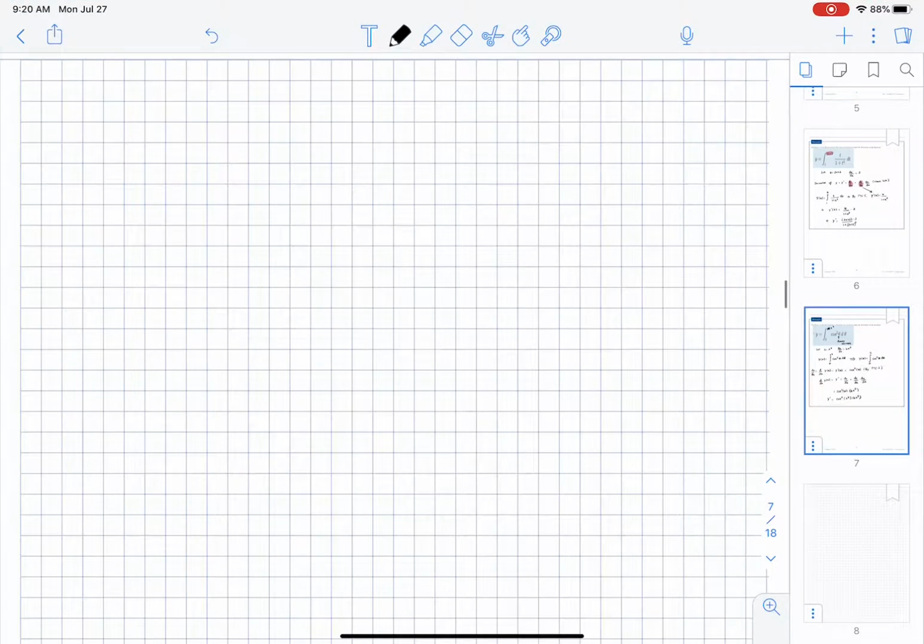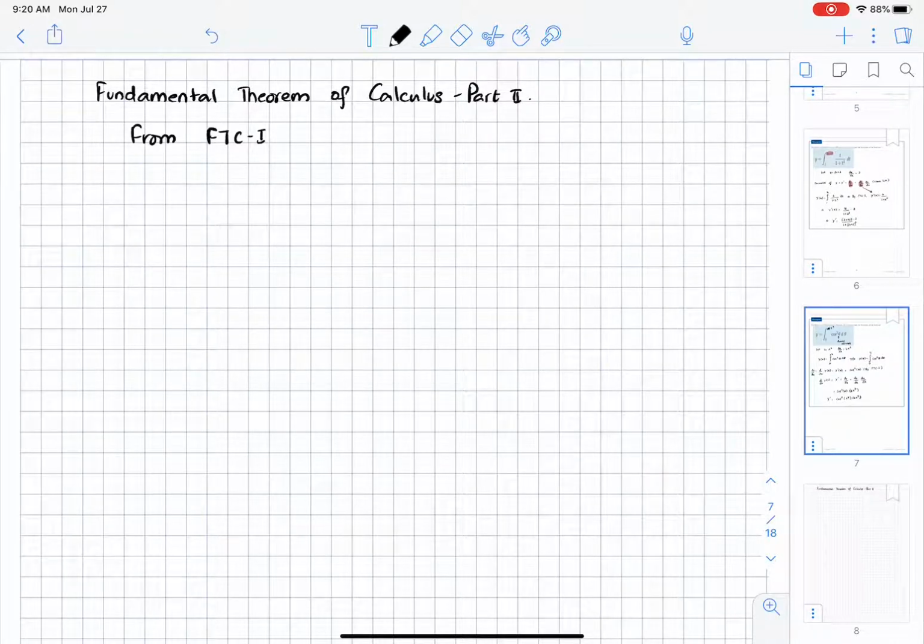Fundamental theorem of calculus 2. Or part 2, I should say, not calculus 2 as the course. So from FTC1, we know g of x is integral a to x of f of t dt. Now, I mentioned antiderivatives earlier, but this is more formal.